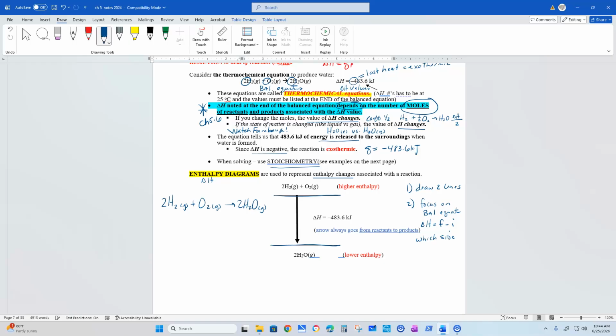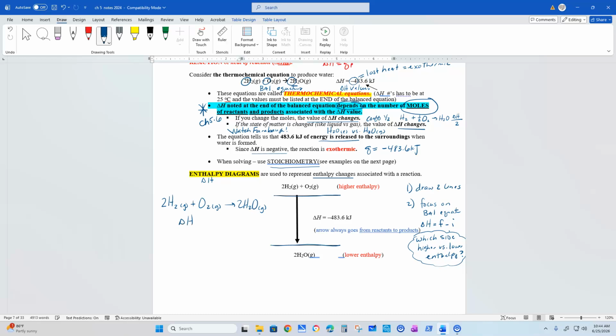Which side has the higher or lower entropy? That's the question we have to answer. Okay, now I'm going to do my notes over here.